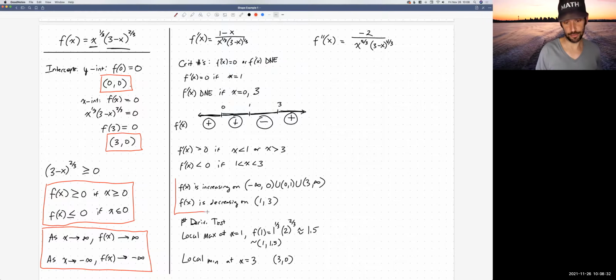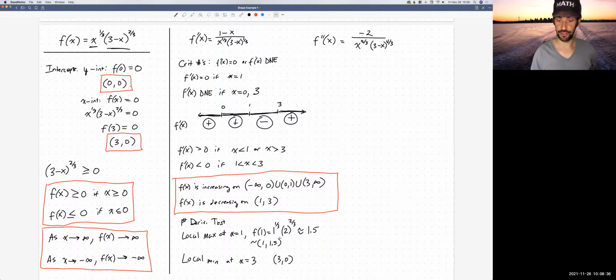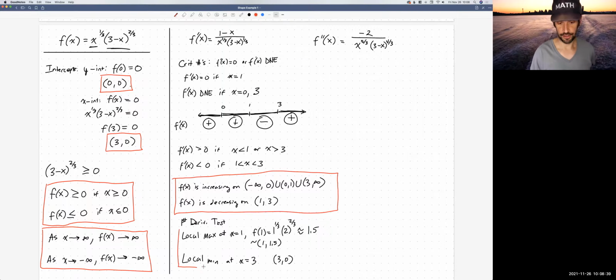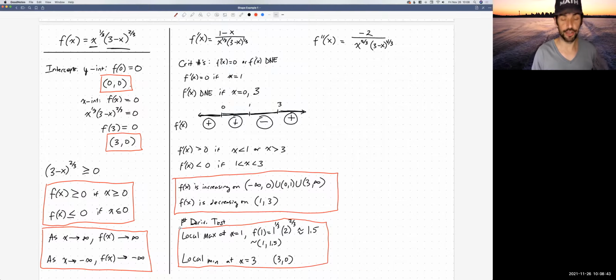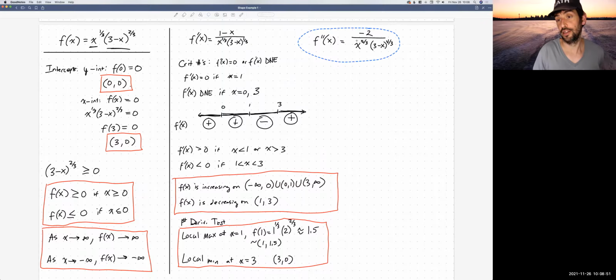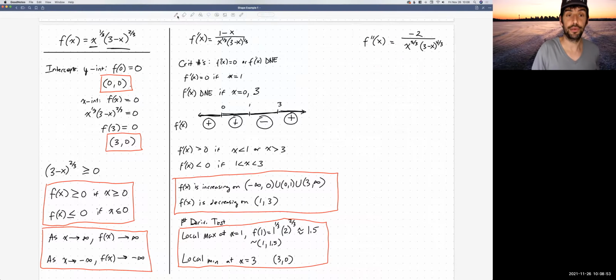So let's box the most important information, where my function is increasing, and then these local max and local mins, right? When we're sketching this, we're going to want to know that stuff. We're going to want to be very aware of that stuff. Okay, we're almost there. Let's finish up.